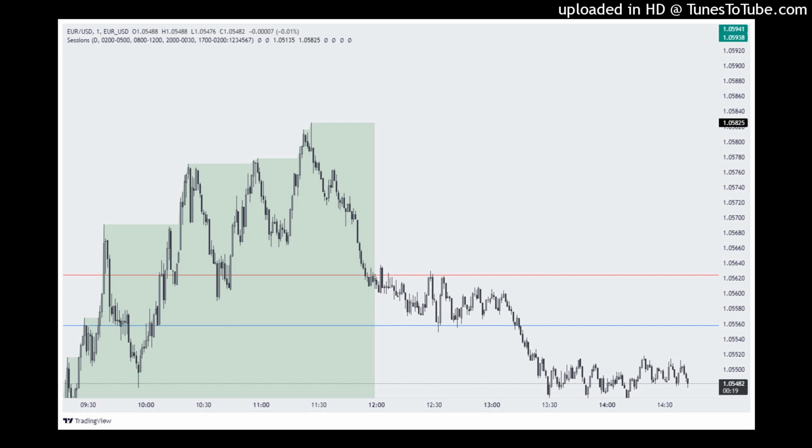So what does that look like? Well, for a top-down analysis, the first thing I do is I go over the dollar and I start on the monthly time frame. The monthly time frame is usually what you go over once a month.